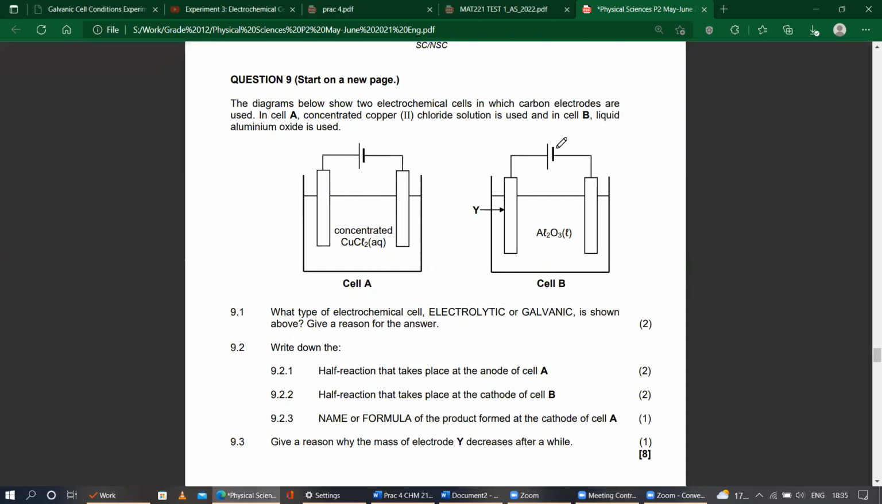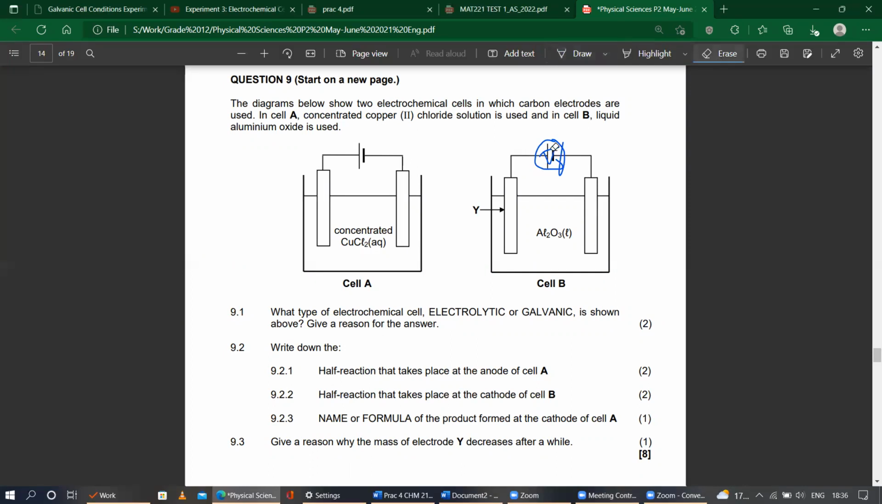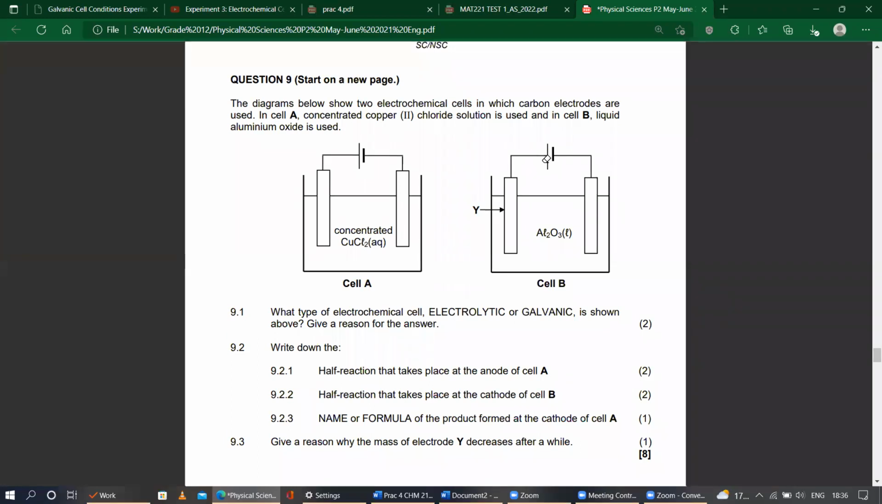As you can remember from the galvanic cell here, it's actually a voltmeter. But in this case, it's a cell. So in a galvanic cell, chemical energy is converted to electrical energy. But in these types of cells, they're electrolytic cells. In electrolytic cells, electrical energy is converted to chemical energy.